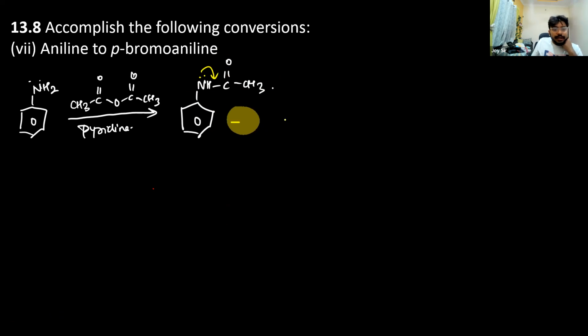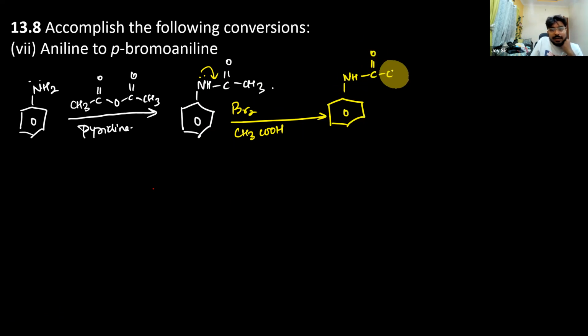From here onwards, I'm giving it bromine in the presence of ethanoic acid. So what does it create? It creates NHCOCH3 with bromine only at the para position. It may come to the ortho position also, but due to hindrance from this bulky group, it will not go to the ortho position, and as a result it goes to the para position.